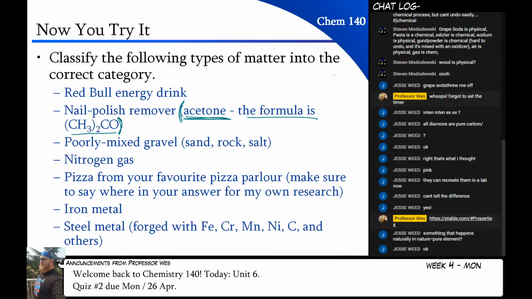So, if you look on the can, I guess Red Bull comes in cans and not bottles. I almost said bottle. I don't drink Red Bull or any energy drink, but usually they come in cans. On the side of the can is the ingredients listing, and the ingredients listing tells you right away pure substance or mixture. If there's more than one ingredient, it must be a mixture. So Red Bull is definitely a mixture.